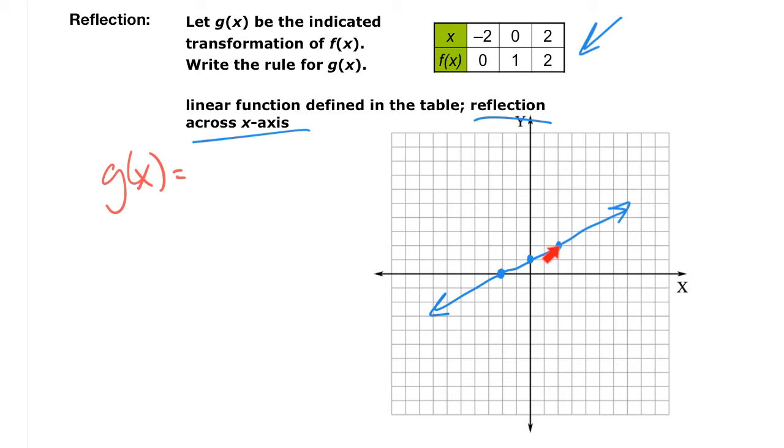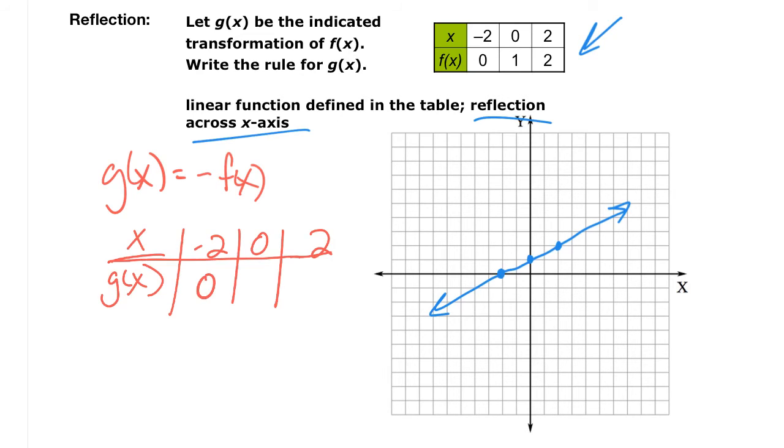Okay, I know that when I reflect across the x-axis, it's my y values that are affected. And so g of x is going to equal negative f of x. What's going to happen is that all of those f of x values just become their opposite. And then when you graph those, you should be able to see that, yeah, this was a reflection across the x-axis.